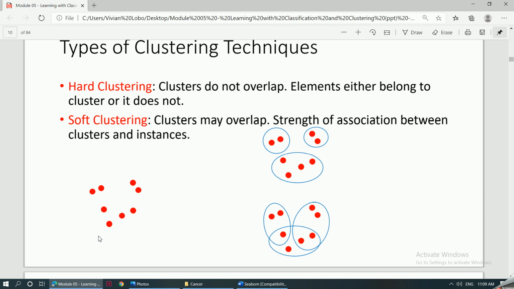Types of clustering: we have hard clustering and soft clustering. Clusters that do not overlap fall under the category of hard clustering. Over here, elements either belong to a specific cluster, or they do not. And soft clustering is nothing but clusters that overlap. The strength of association between clusters and the instances they represent is your soft clustering.